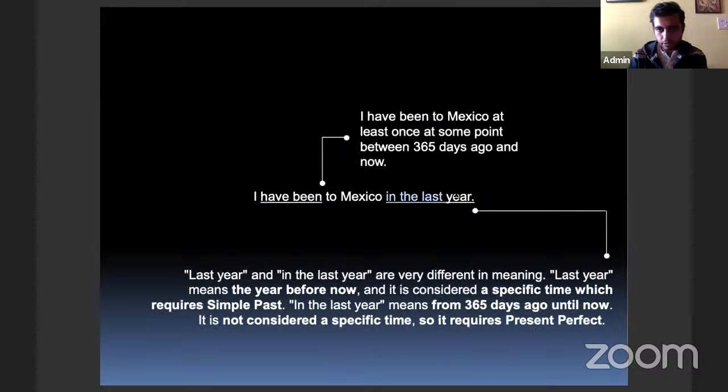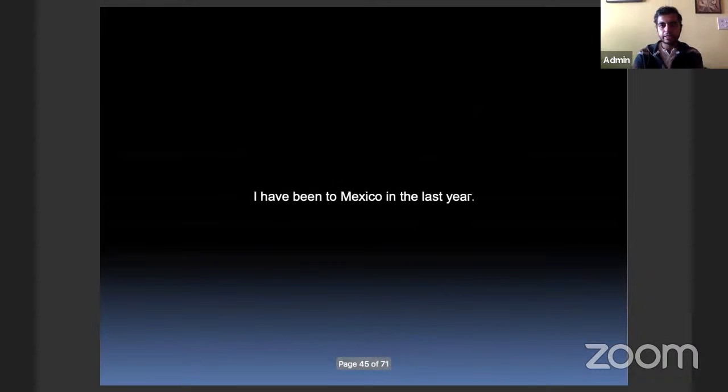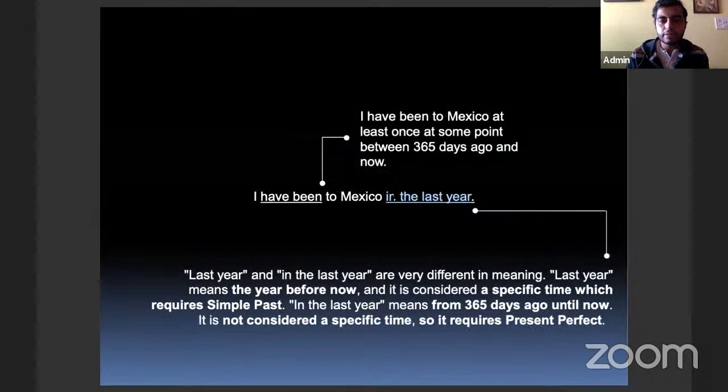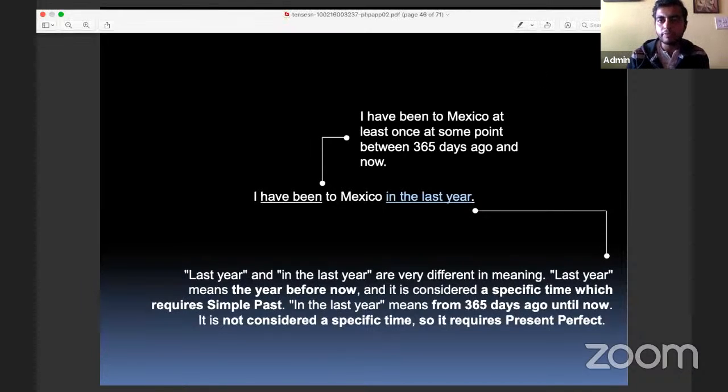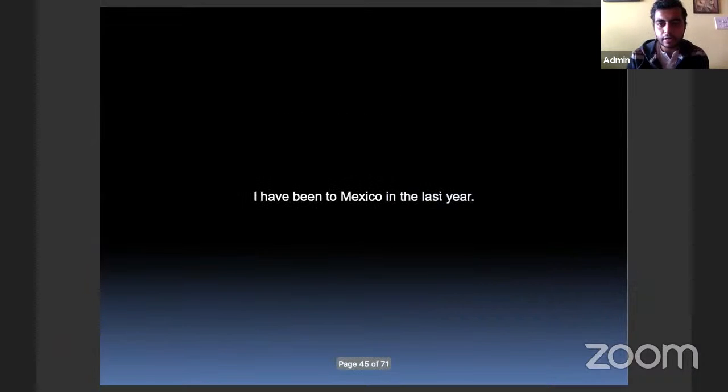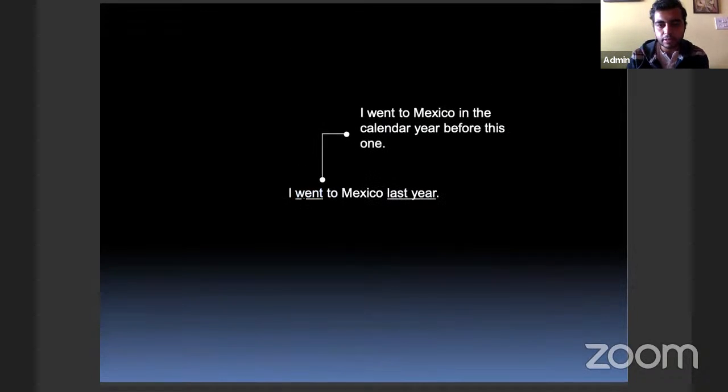So you understand the difference between last year and in the last year? When it is last year, it is a specific year, very specifically 2019 if we talk about now. But in the last year means any time, not specified, from 13 December 2019 to 13 December 2020. So here you use present perfect, while in the case of last year, you use simple past.